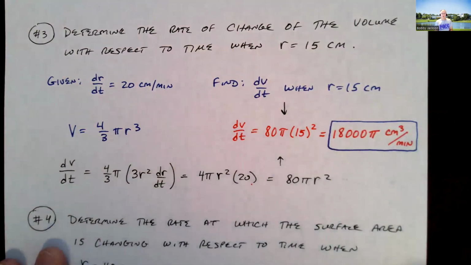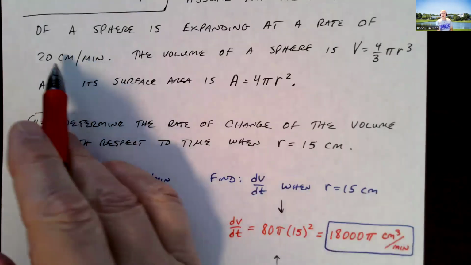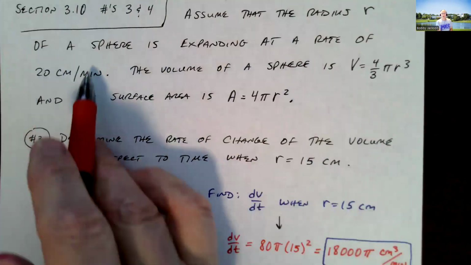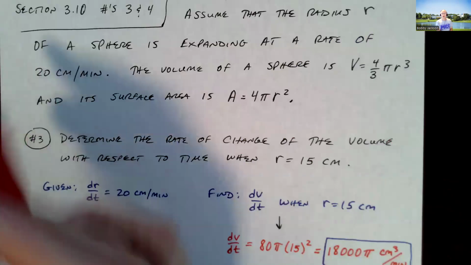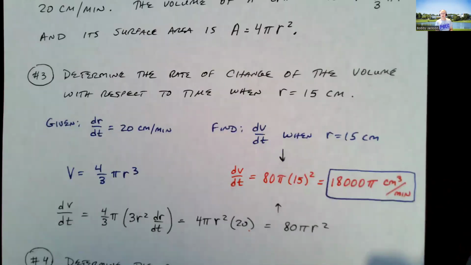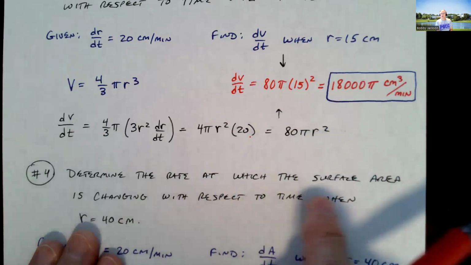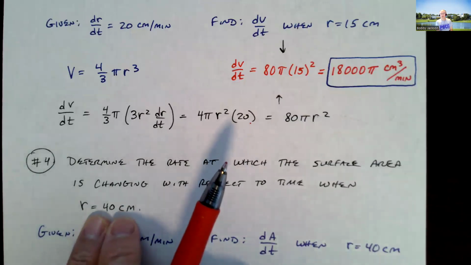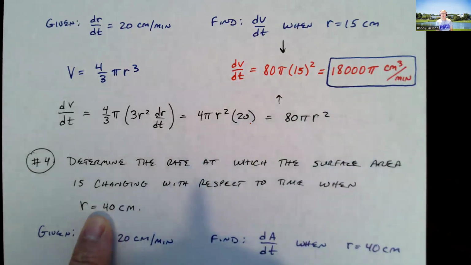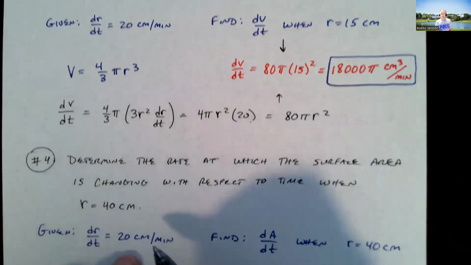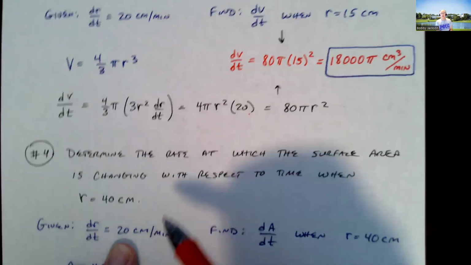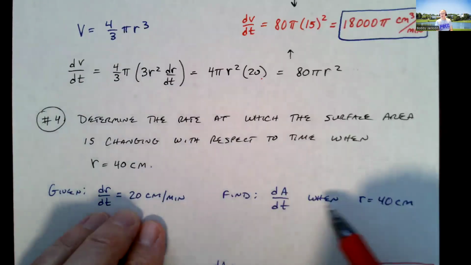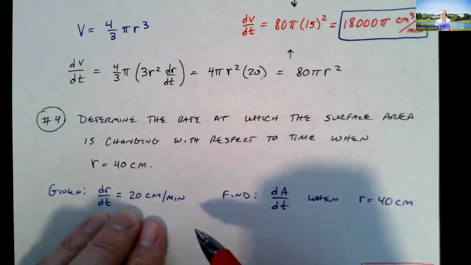Now, number 4, I'm going to use the same rate of change for the radius. Basically, they'll say the same thing, but I think they'll maybe change this rate. I'm going to keep it at 20 centimeters per minute, and this time I'm going to determine the rate at which the surface area is changing with respect to time. And this time when r is 40 centimeters, again, this number changes, might be different than yours, but the idea is the same. Again, we're given dr dt, so I'm going to use that same rate of change that I had up here, whatever it is for you. Find dA dt when r is 40 centimeters.